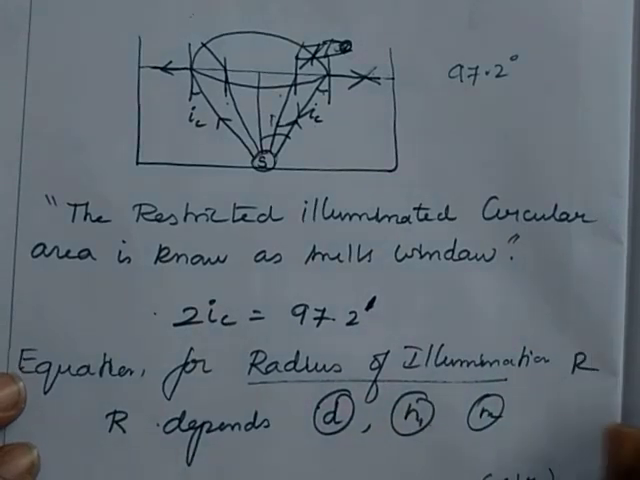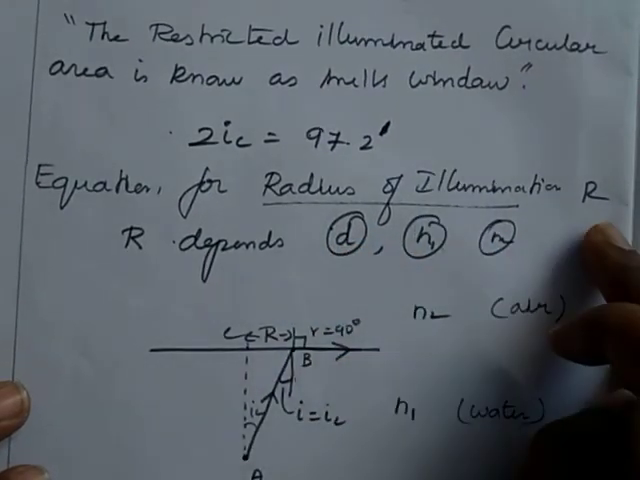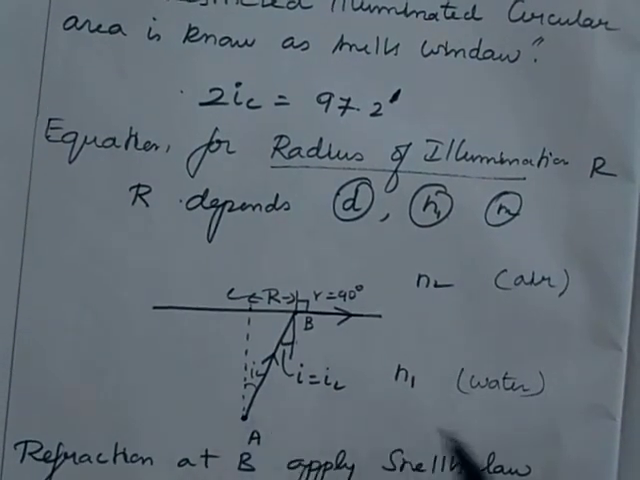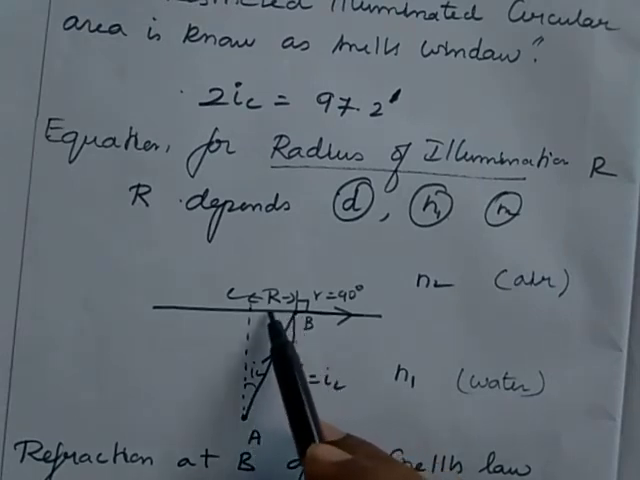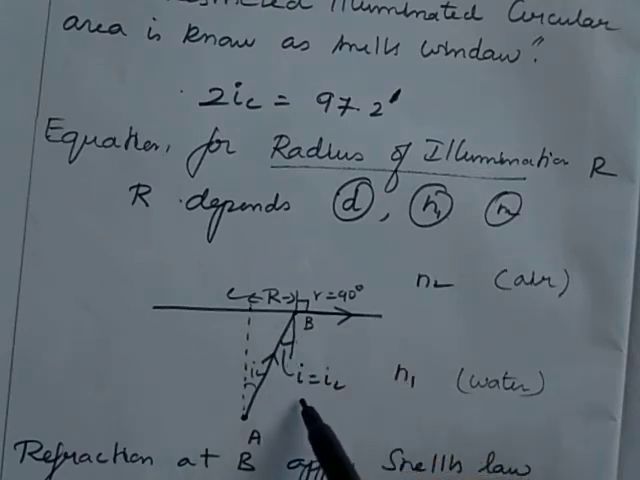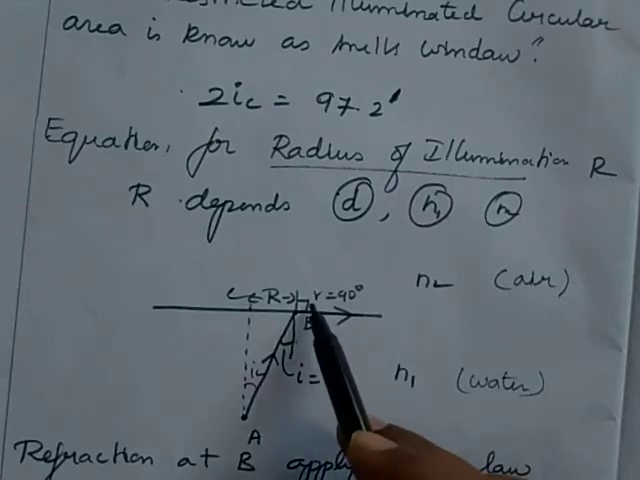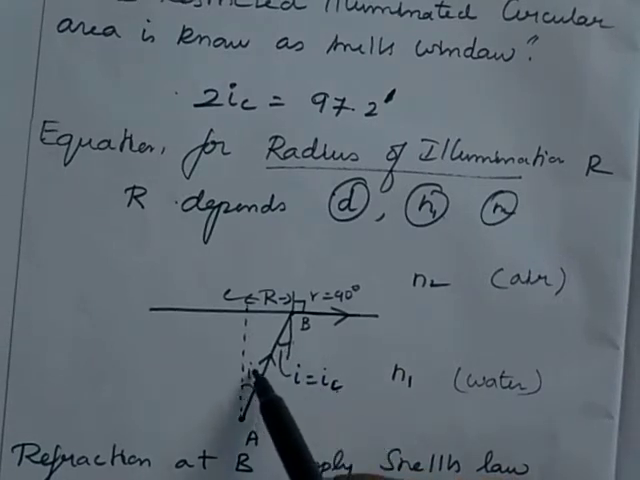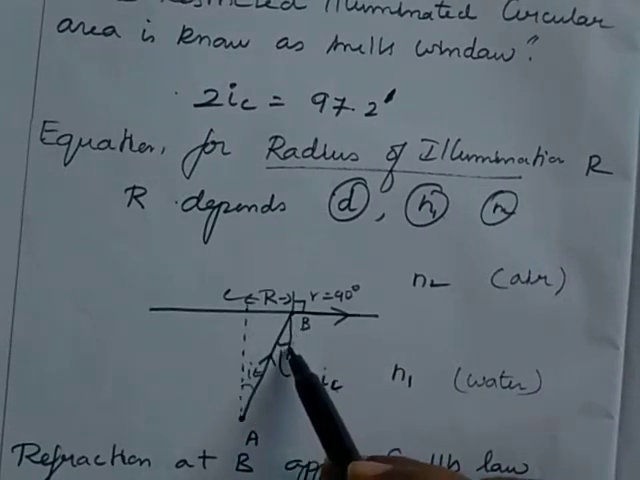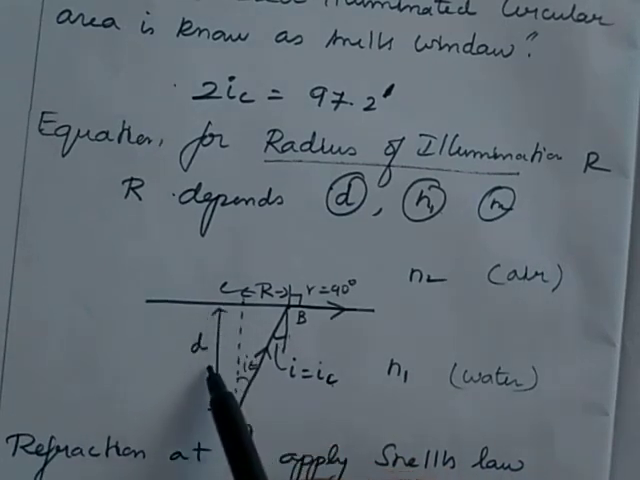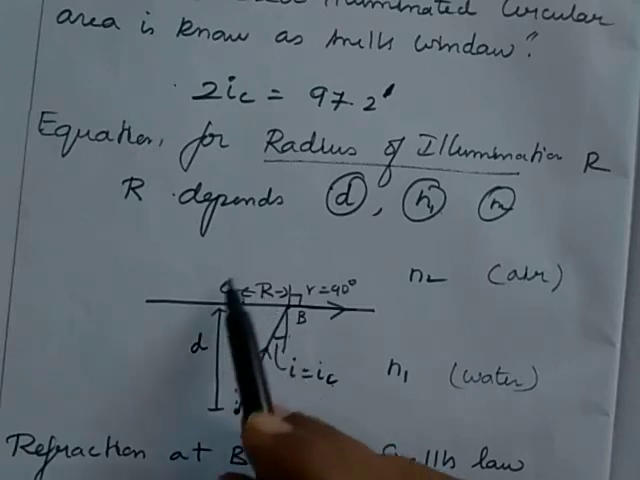Then after, we go for the radius of illumination equation. In the same situation, I consider there is an object present inside the water. The ray of light comes from the object A and is incident on the surface of water. The angle of incidence is equal to the critical angle. For that, the refracted ray grazes the boundary, that is 90 degrees. Here this is IC, so this also is IC, because alternate angles are equal. This is the depth of the water. Here r is the radius of that illuminated circular area.